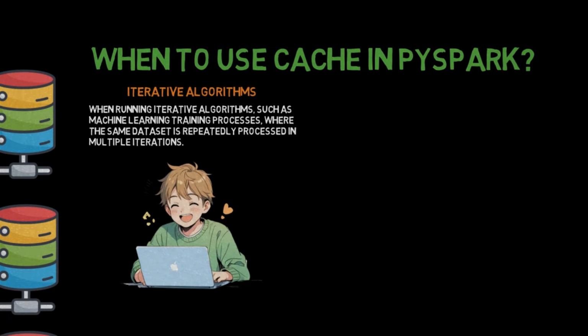significant overhead. By caching the dataset, you ensure that it is loaded into memory once and reused across all iterations, drastically improving the performance and efficiency of the training process.